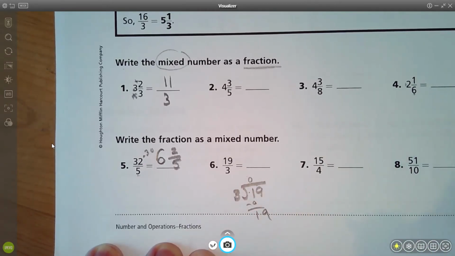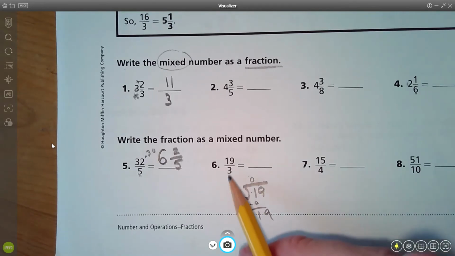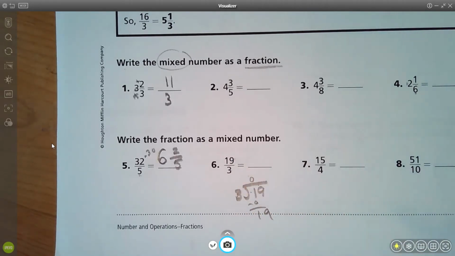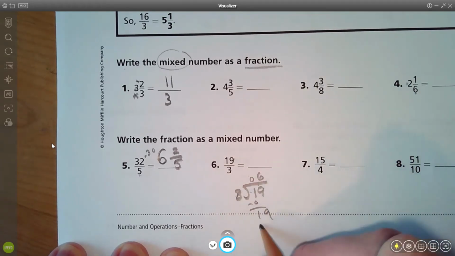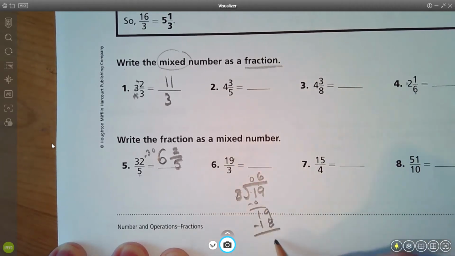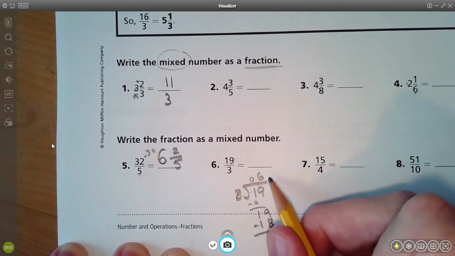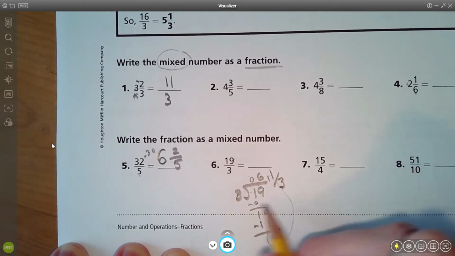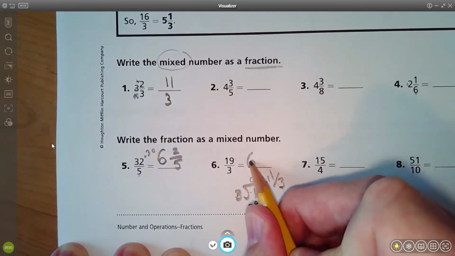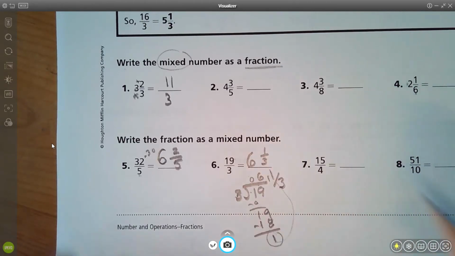3 goes into 19. You're just kind of back where you started, right? How many 3's in 19? I think I'm going to be at 6 because 3 times 6 is 18. And if I subtract, I'm going to have 1. And that 1 comes on up, and we call him R1, but now he's going to be 1/3 left over. So 6 big ones and 1/3.